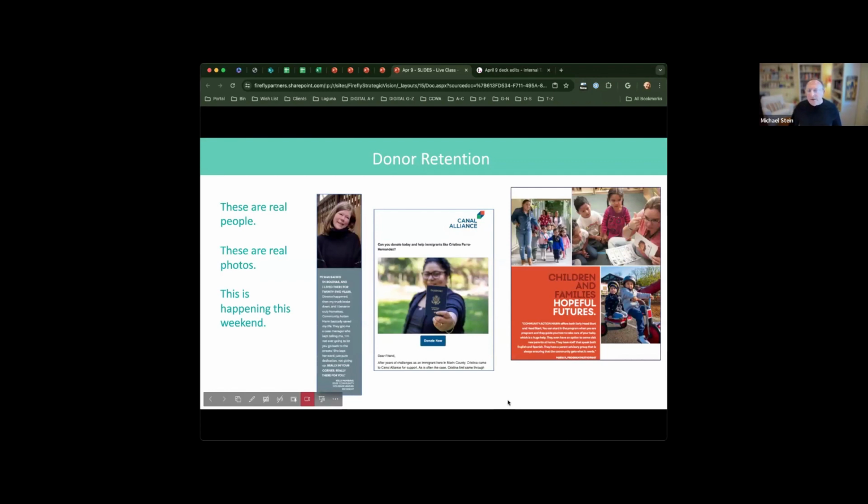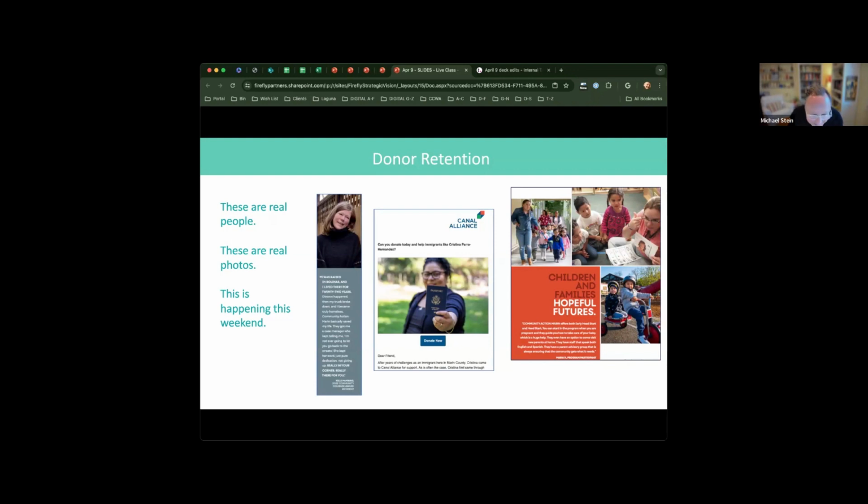A few more themes also around donor retention. I think Jordan was alluding to these before, but just telling the stories of the people that we help through our work is just such an important way to inspire the donors. So these are just a couple of things that I snapped out of my emails and a couple of annual reports. These are real people here. They're not stock pictures or stock photos. These are actual people in the community. Sometimes you can name them by their actual names. This is Christina Para Hernandez.